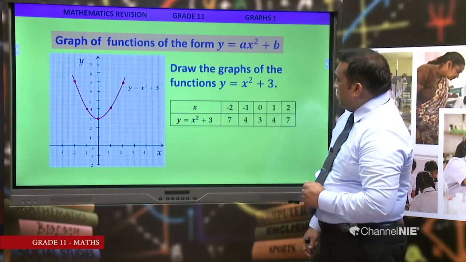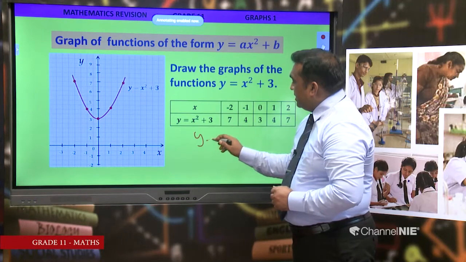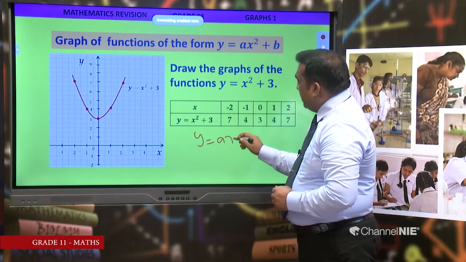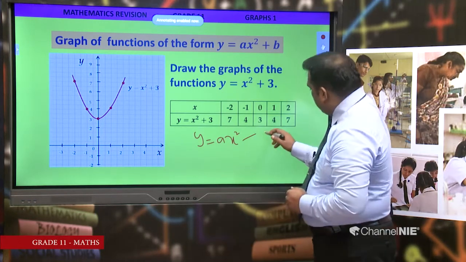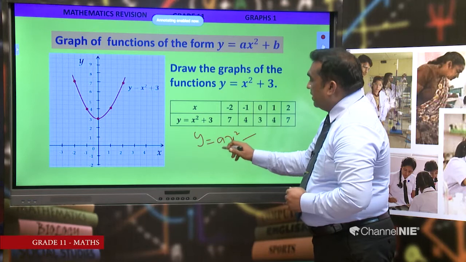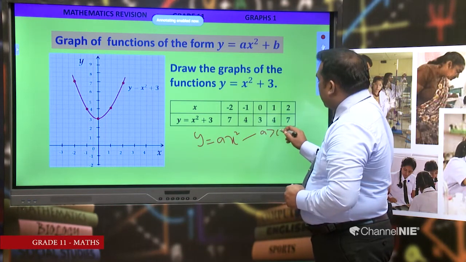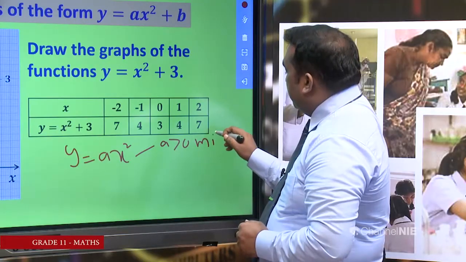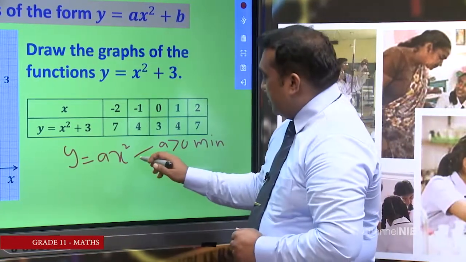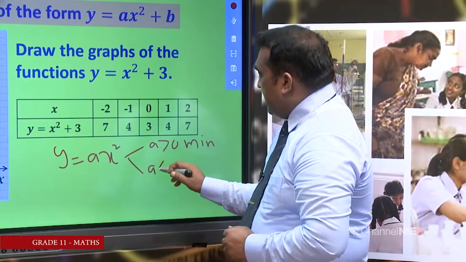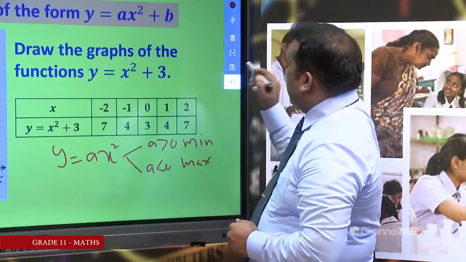Now there is a special case here, y equals ax squared. If a equals 0, we do not define the curve. A greater than 0 means what? Minimum curve. Remember it, minimum curve. A less than 0, maximum. Minimum and maximum.